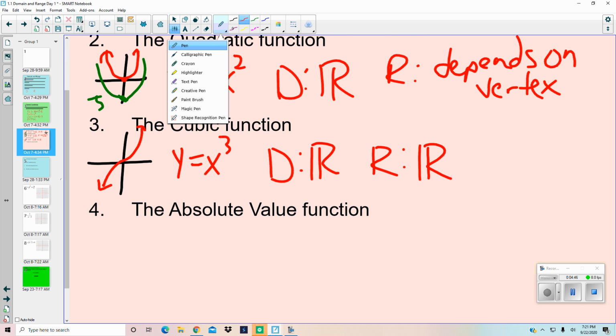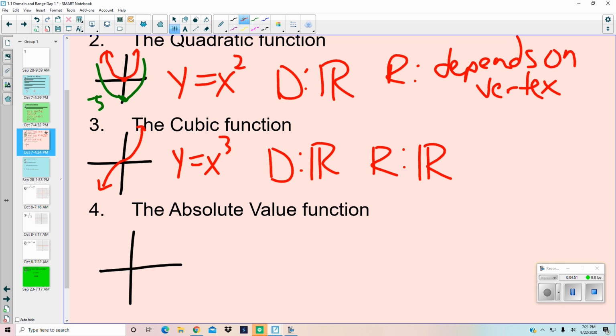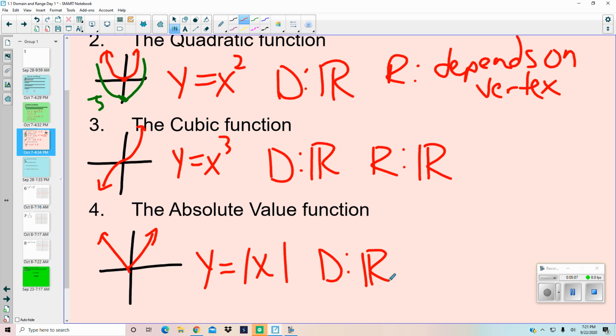Absolute value. The absolute value function is a V. It pairs up with the parabola. It's going to have the same pattern for domain and range as a parabola does. All reals, always for the domain. The range depends on the vertex. So you're going to have an inequality, y greater than or equal to some number or y less than or equal to some number.